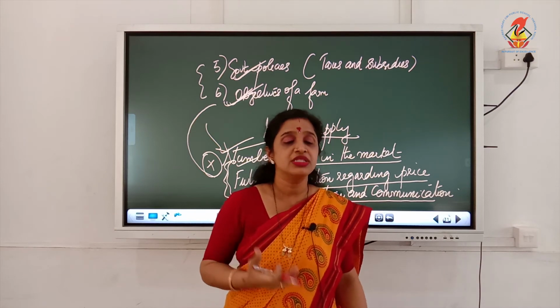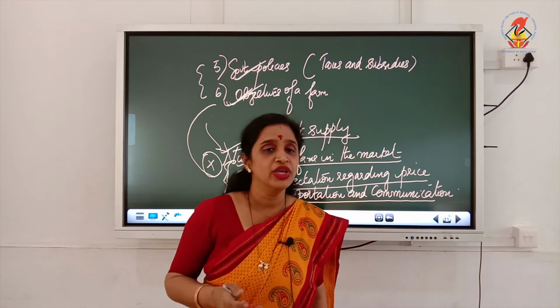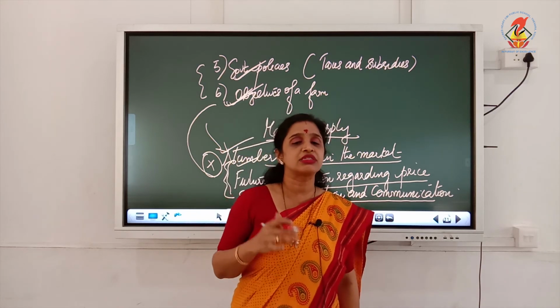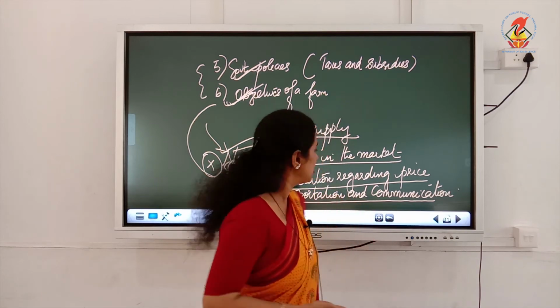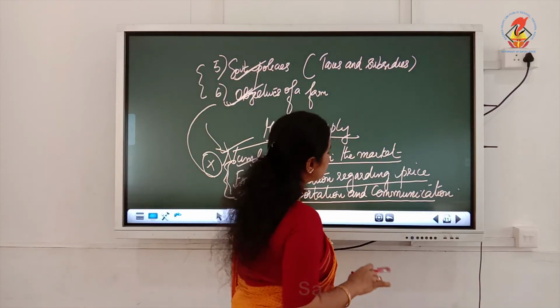In fact, it means infrastructure facilities. So, when you write about the market supply, you have to include the first 6 factors of individual supply plus the 3 factors which we discussed now. Hope this is clear to you.